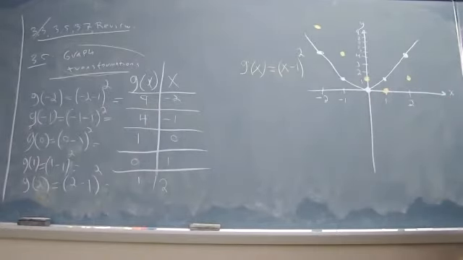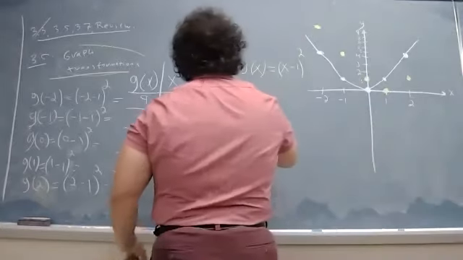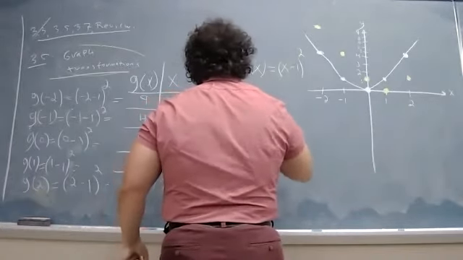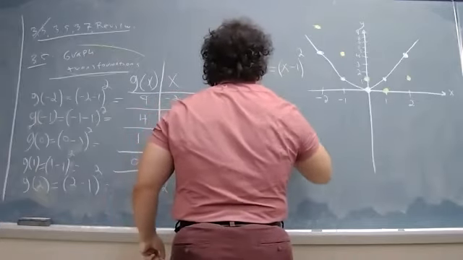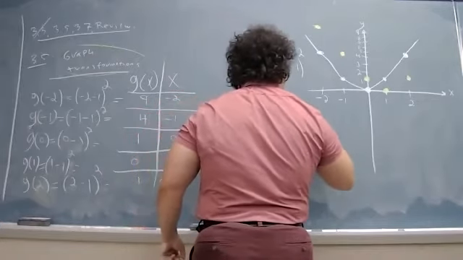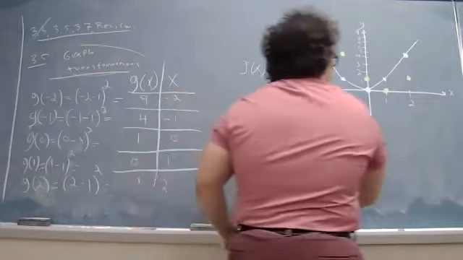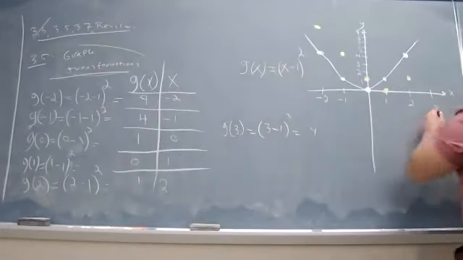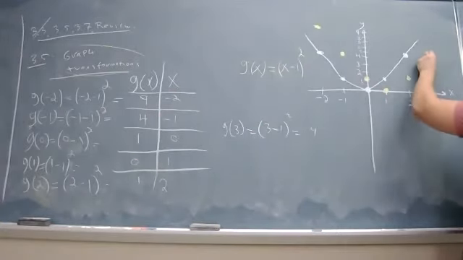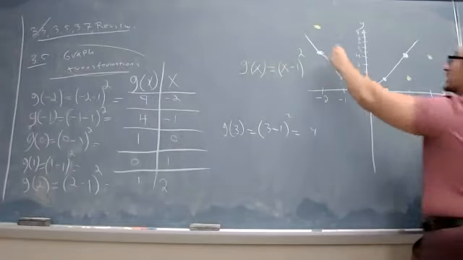Okay, let's do one more point. What about g of 3? G of 3 is equal to 3 minus 1 quantity squared, which is 2 squared, which is 4. So I go to 3, I go to 4, and I put a dot. So then let's connect these dots.